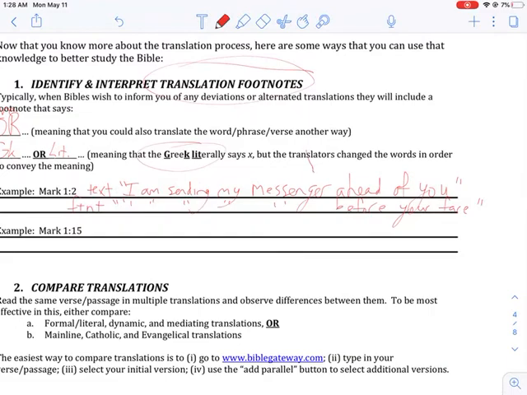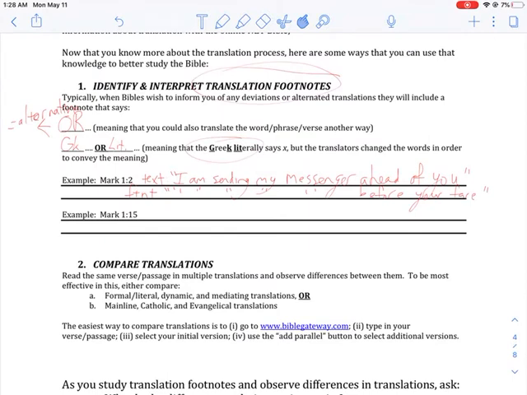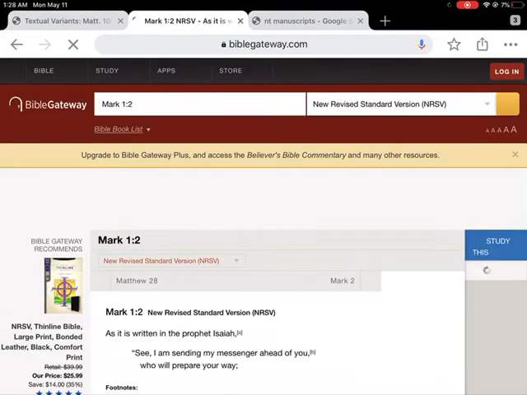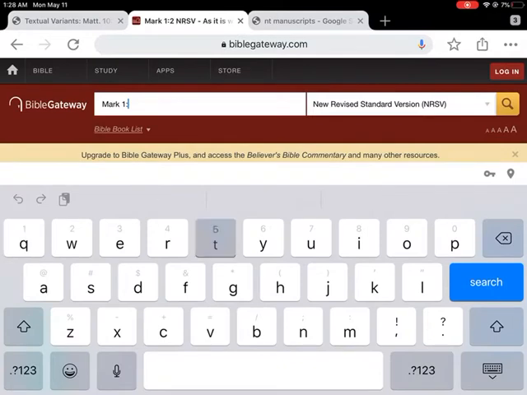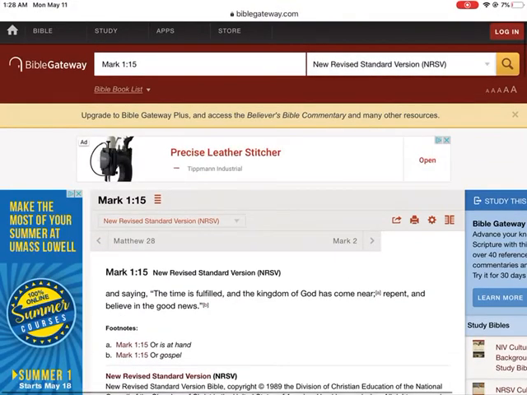Is it just that they're telling us so that they know that we change the words if we're using a Greek Bible and trying to study in Greek? Those are the questions we can think about as we think about this footnote. The second example is in Mark 1:15. And in Mark 1:15, there's twice that this happens.